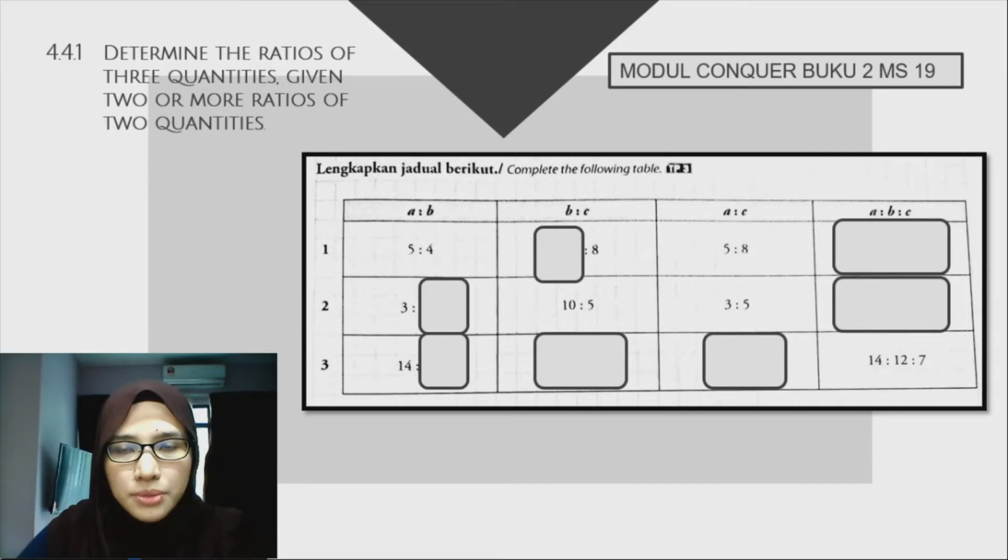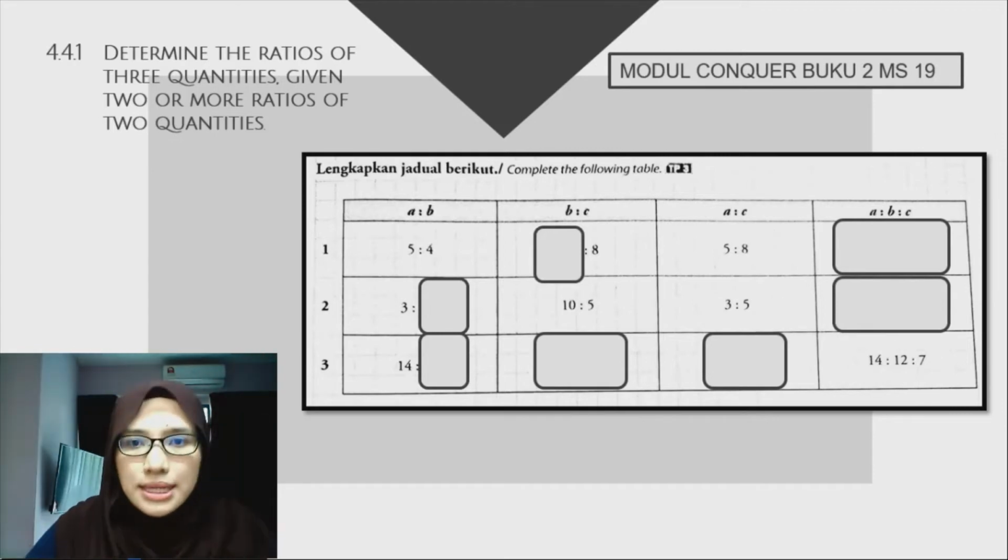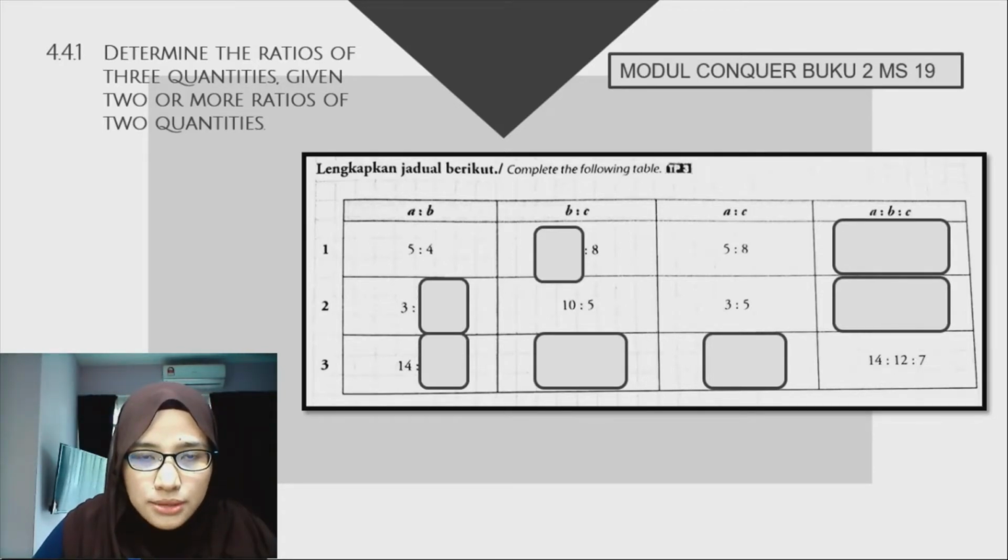These questions are from your module Conquer, page 19. Determine the ratios of three quantities, given two or more ratios. So how can we solve this kind of question? We need to compare. Given here you have three ratios, A to B, B to C, and A to C, and you need to find the combined value A to B to C. First thing first, we need to compare. We must make sure A, B, C, are they different or are they the same?